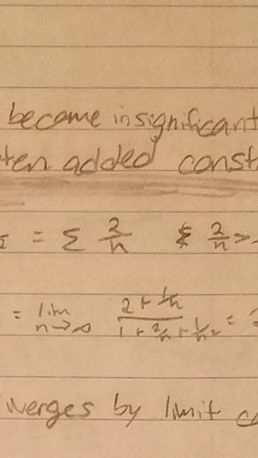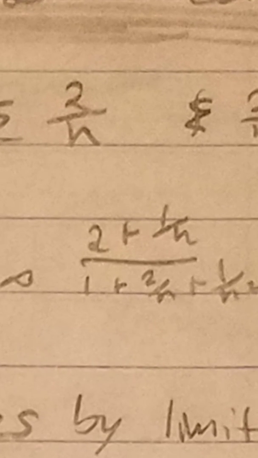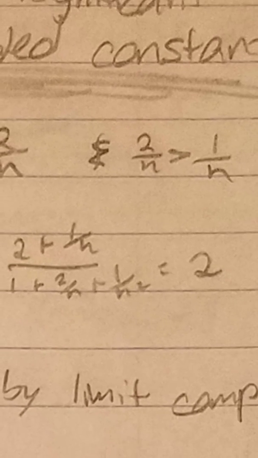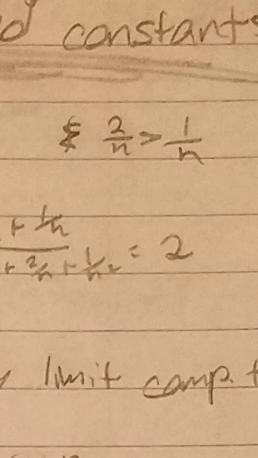What is that? Well, most of these go to 0. This goes to 0 right here, this goes to 0, and this goes to 0. Wow, that's fuzzy because I zoomed in so much. But the 2 and the 1 don't go to 0. So it just becomes 2 over 1, which equals 2. 2 is a constant. 2 is non-zero. 2 does not equal infinity.